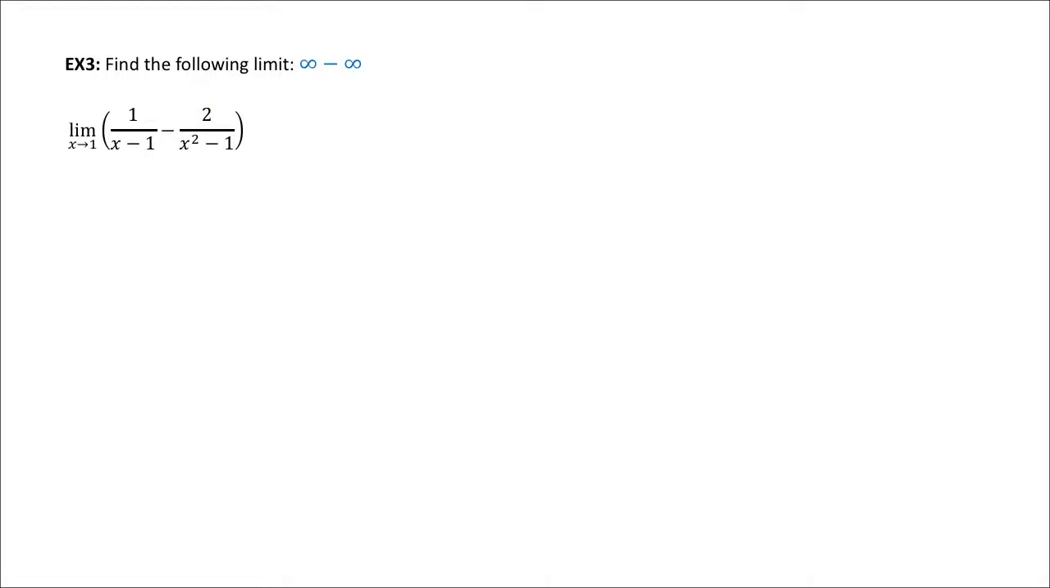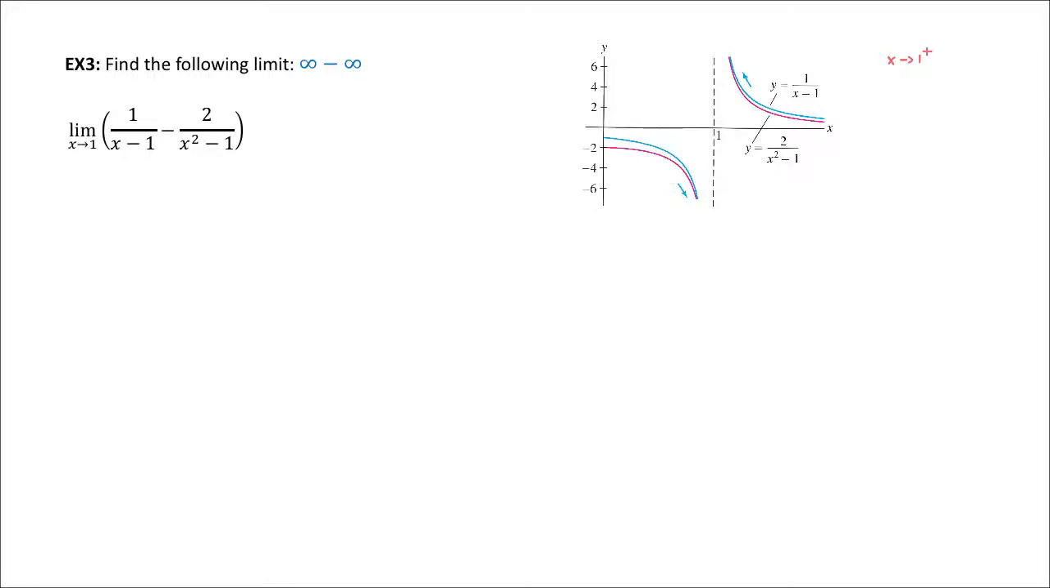Let's look at the graphs again, just as we did with tangent and secant in the previous example. So here you have the graphs. The blue graph represents 1 over x minus 1, the first term over here. And the pink graph represents 2 over x squared minus 1, the second term. And in both cases, I want you to notice what happens to the limit. As x approaches 1 from the right, both of these graphs are going towards positive infinity.